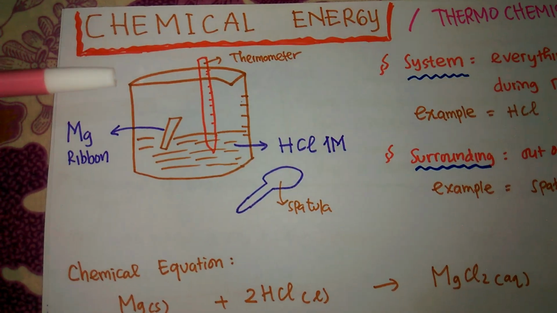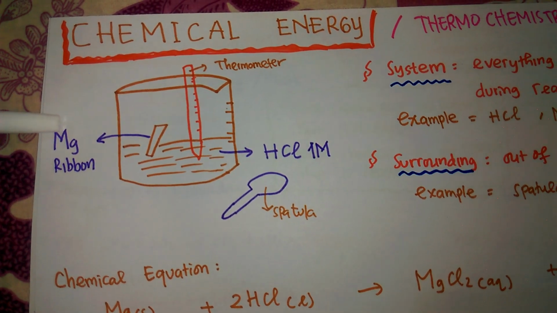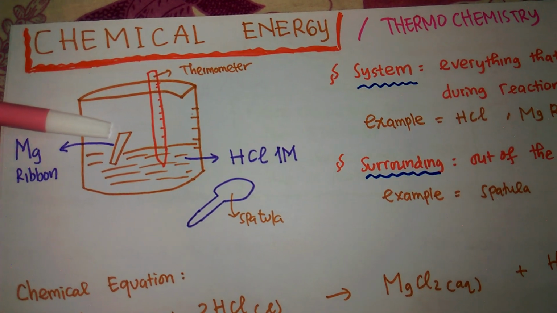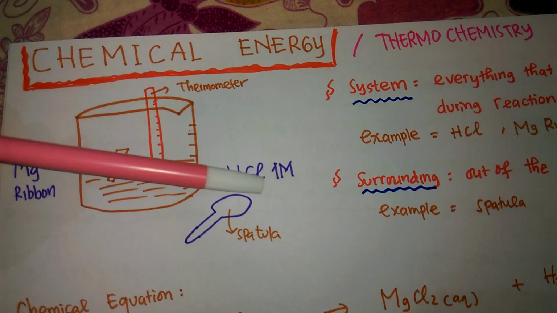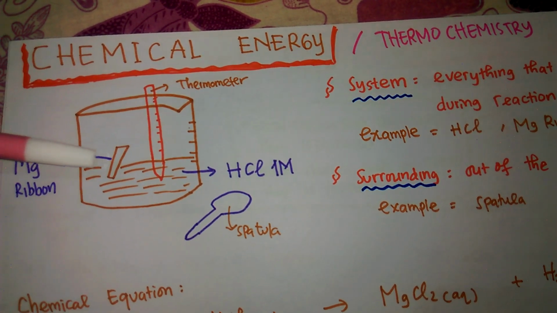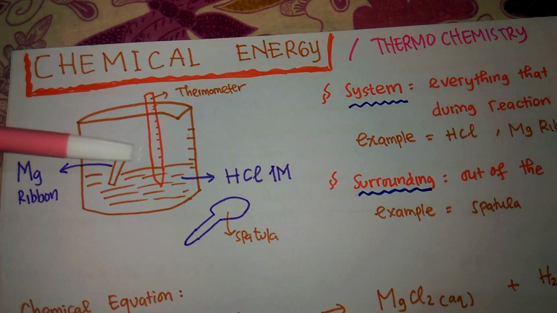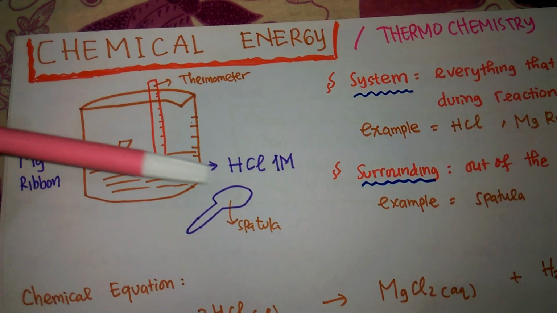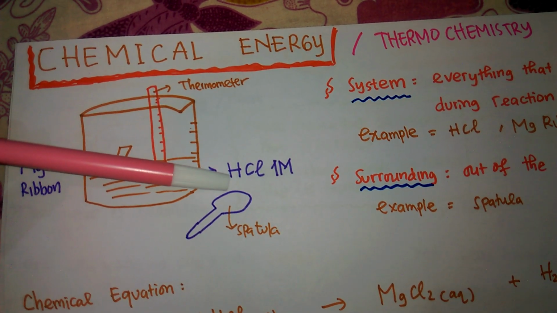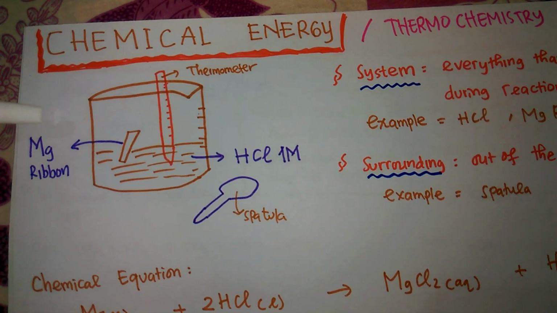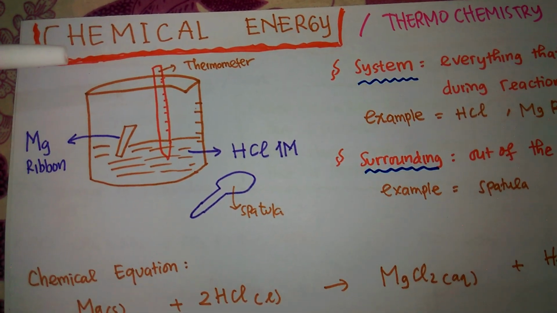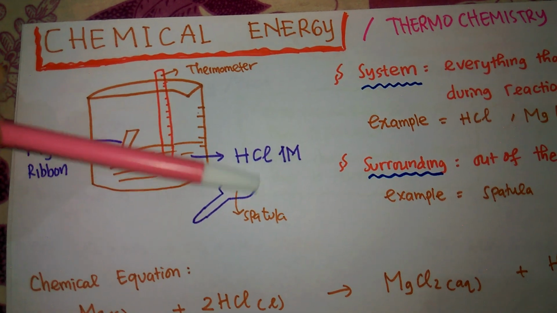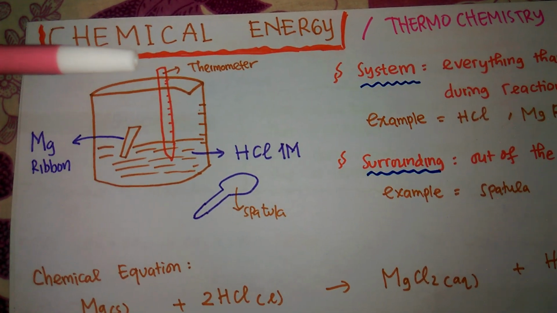Let's say we have a beaker here, and then we have magnesium ribbon. We put the magnesium ribbon into the beaker, and then we pour hydrochloric acid with a concentration of 1 molar onto the magnesium ribbon. Then we stir it and check the temperature using a thermometer. Before that, you need to check and record the initial temperature of the hydrochloric acid before you mix it with the magnesium ribbon, and then the final temperature. It means that after you mix both the magnesium ribbon and hydrochloric acid, we are going to see the change in temperature.